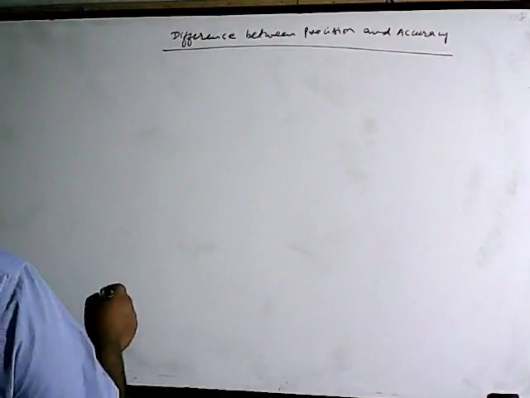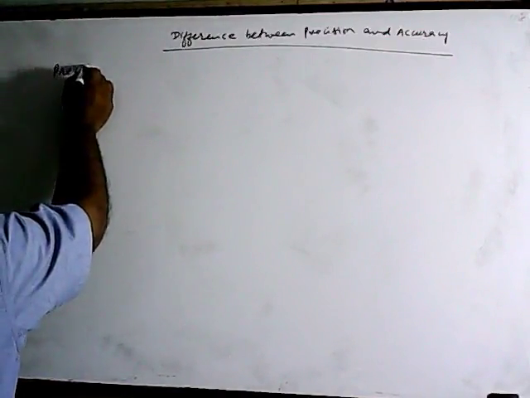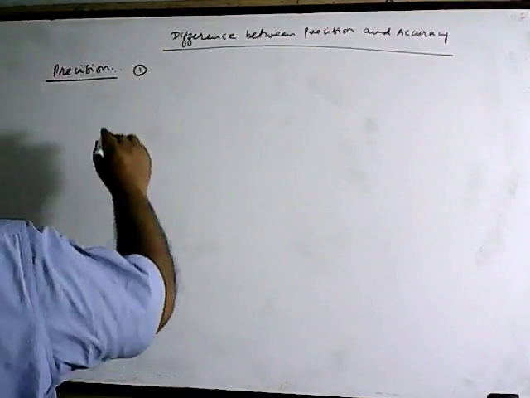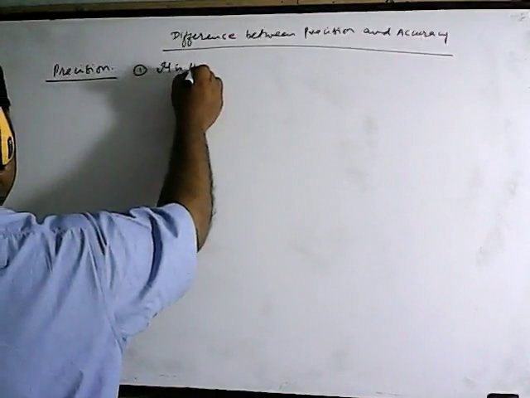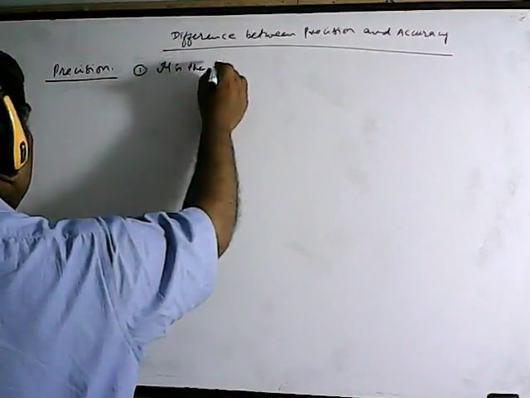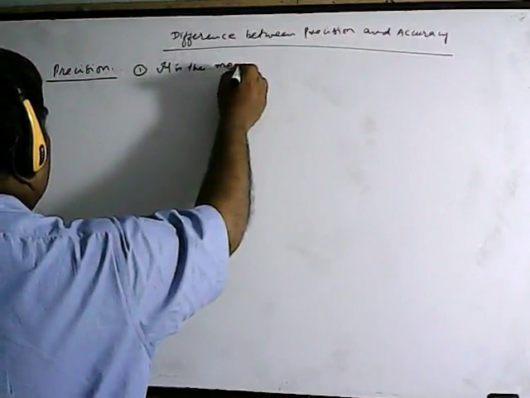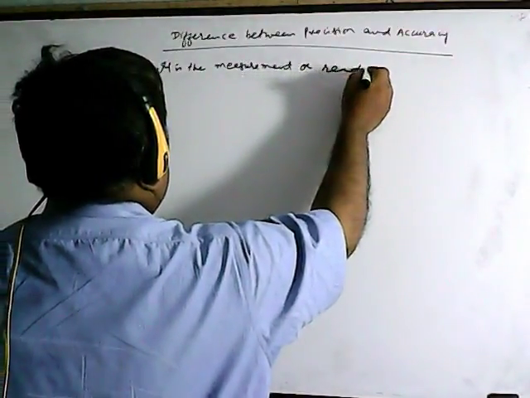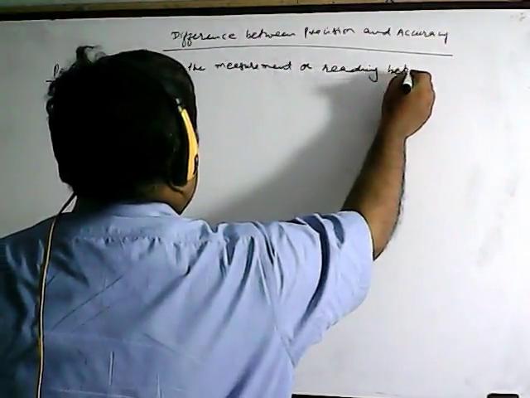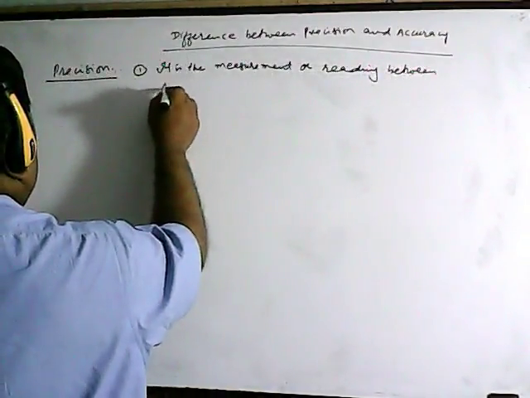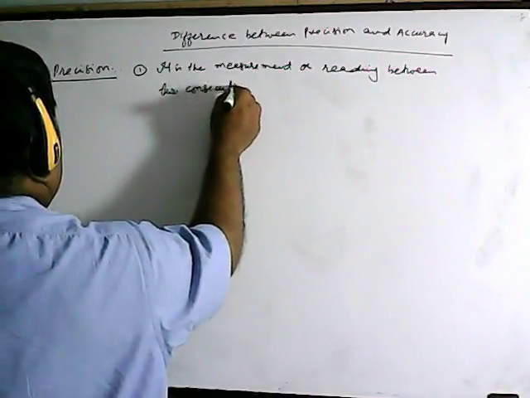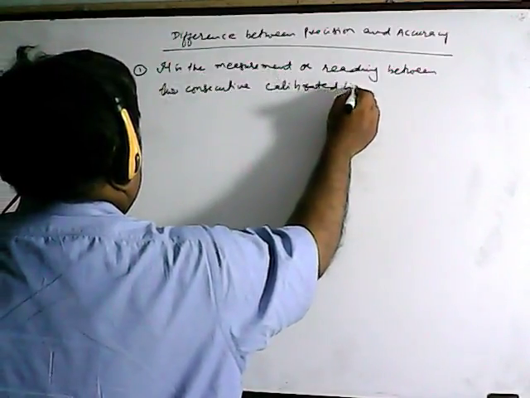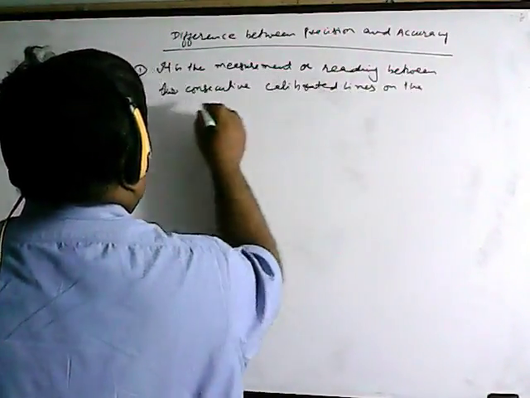First of all, how do I define precision? I will define precision in two ways. Number one is the measurement or reading between two consecutive calibrated lines on the instrument.